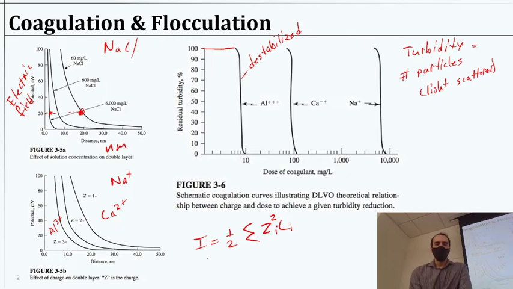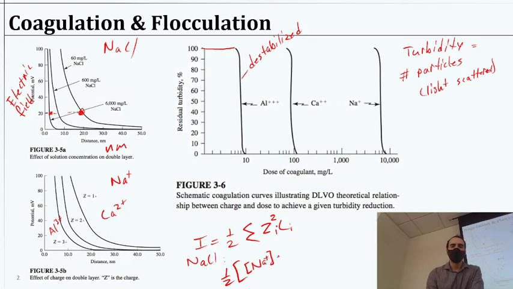Okay, so just a quick reminder about ionic strength. I think you should have seen this plenty before, but if we were to solve for the ionic strength for sodium chloride, this would be very simple. It would be 1/2 times the molar concentration of Na+ times that +1 charge squared, plus the concentration of Cl- times the -1 charge squared. That would be your ionic strength.